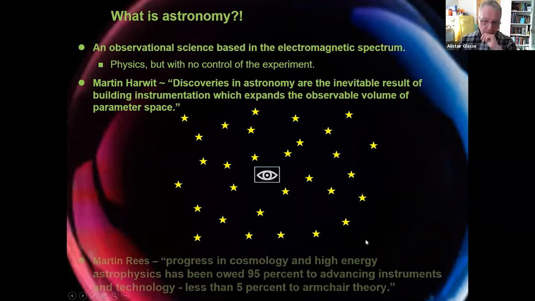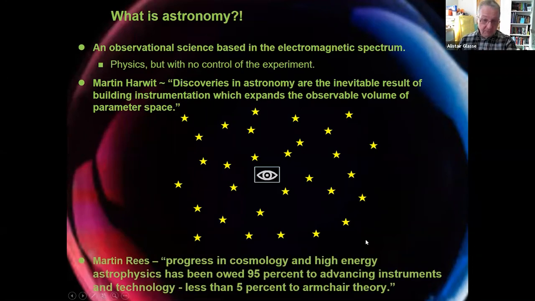Okay, another great quote, from Martin Rees, Astronomer Royal: progress in cosmology and high energy astrophysics has been owed 95% to advancing instruments and technology, less than 5% to armchair theory. And of course, Martin Rees is a great theoretician. So it really tells you that astronomy is built on the foundations of the observatories.